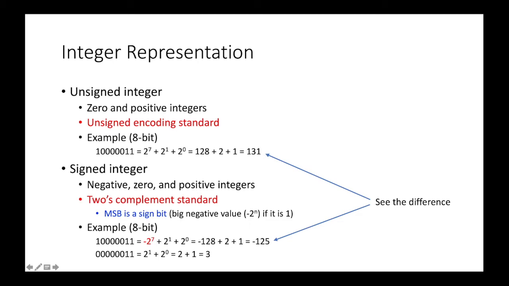For example, in the previous example, 8-bit 10000011, the sign bit is 1, and it represents negative 2 to the 7. Therefore, it represents negative 125 instead of 131 when we use the unsigned encoding. When the sign bit is 0, the bit pattern represents the exact same value as the unsigned encoding.